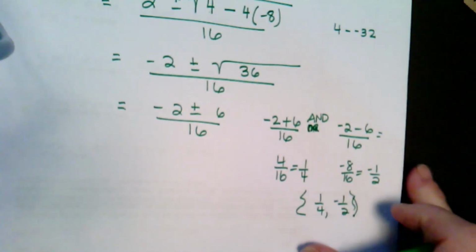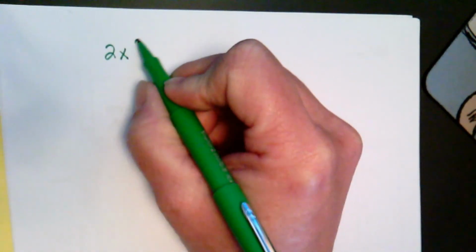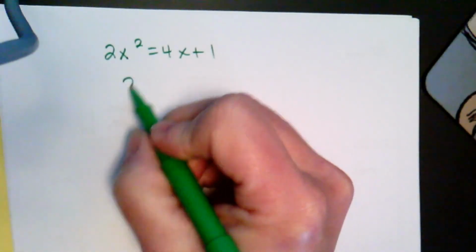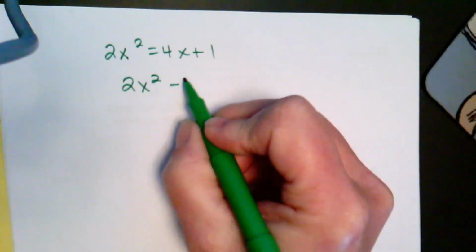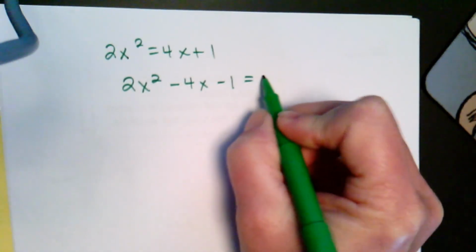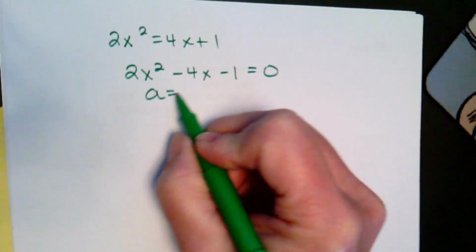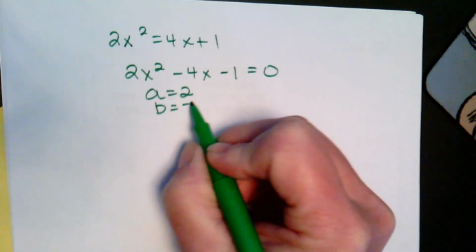And let's do another one. So 2x squared equals 4x plus 1. So first thing we need to do is put this in standard form. Bring this over, bring that over. So there's our standard form so that we can have our A, B, and C. Our A is 2, B is -4, our C is -1.